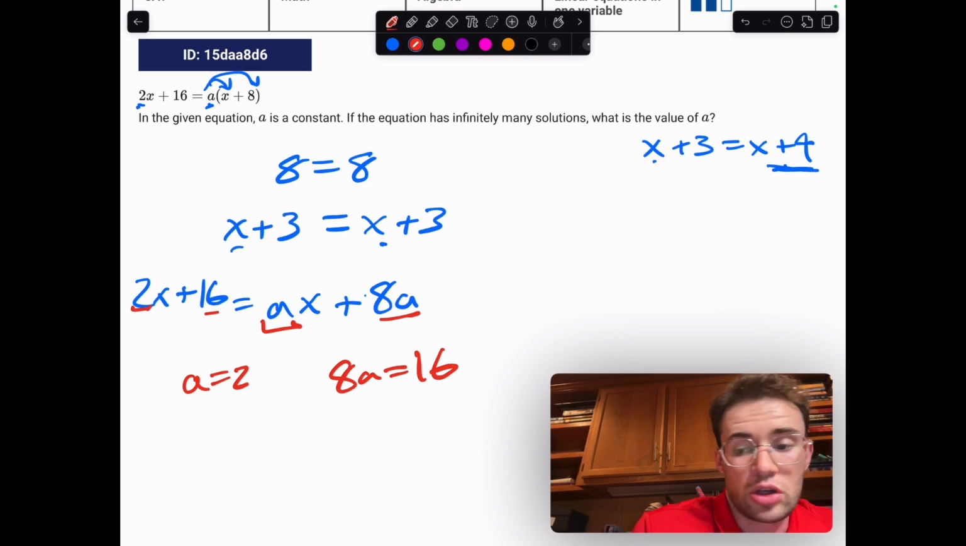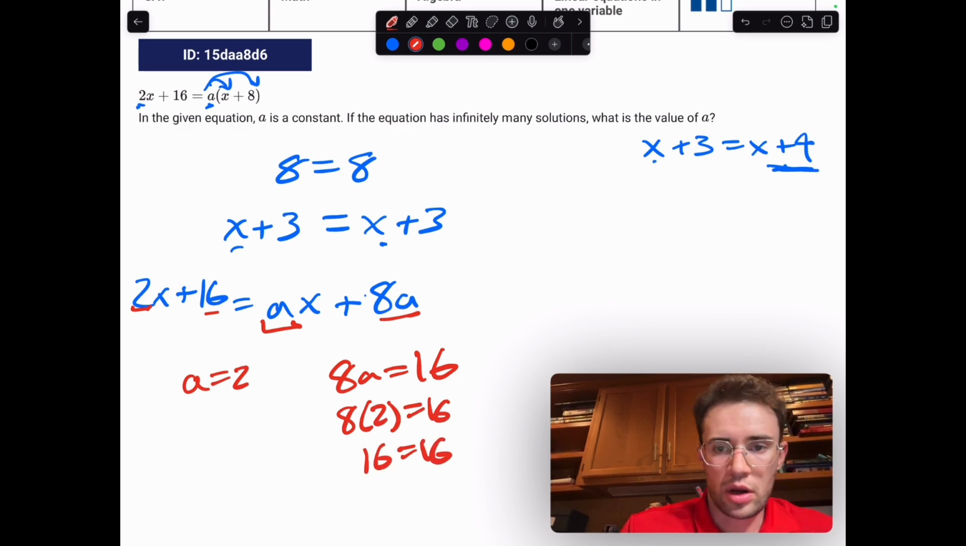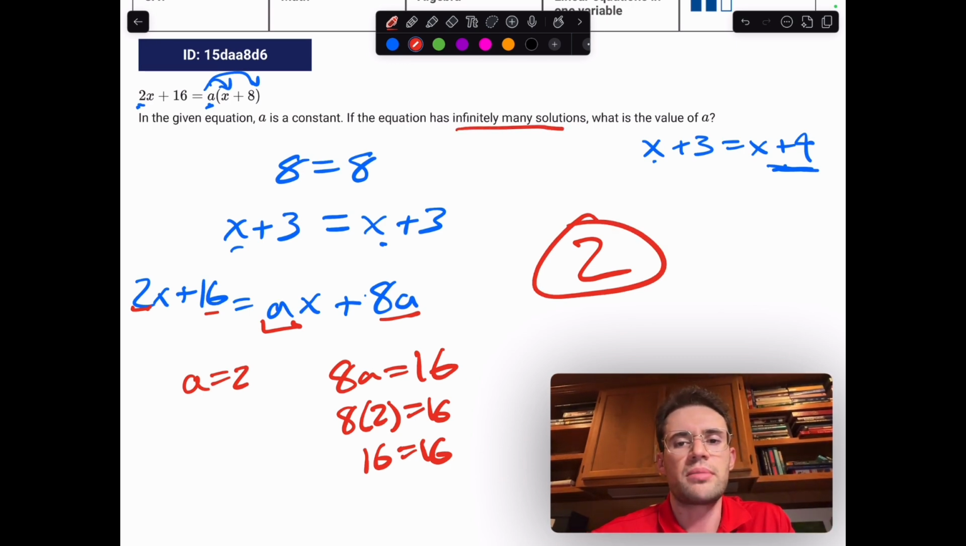Well, a equals 2. That's true when a is 2. And if you plug in 2 here, that'd be 8 times 2 equals 16. So 16 equals 16, again, when a is 2. So you need a to be 2. These ones really are not that tough. You just have to make sure that you know what it's talking about when they mean infinitely many solutions for a one variable equation.